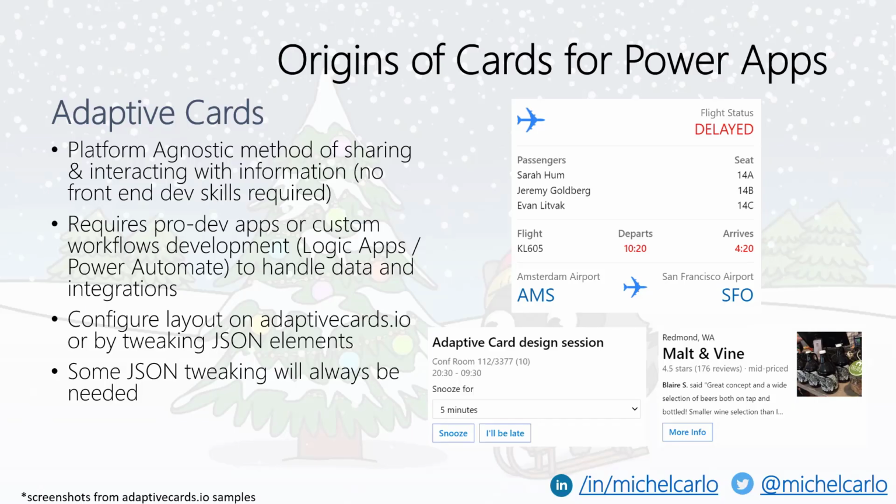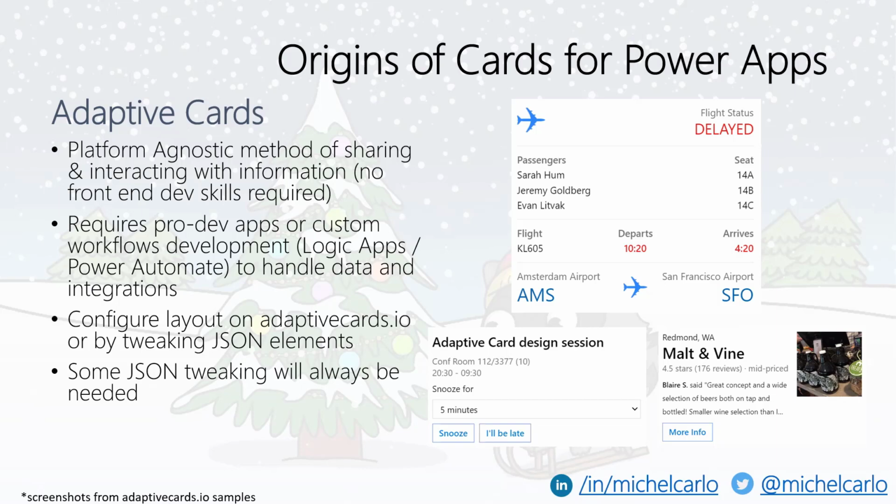And before we explain what are cards for Power Apps, it's important to know the main technology behind it, the origin of it. Mainly, Cards for Power Apps is based on adaptive cards, which are a platform agnostic method of sharing and interacting with information. So the good thing about it is that it doesn't require front-end development skills to build the cards, and the cards are rendered with the exact same UI in different devices.